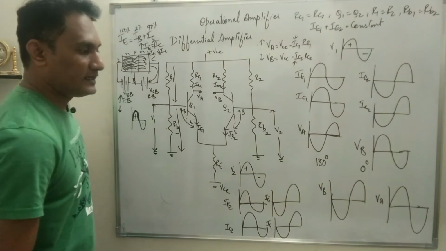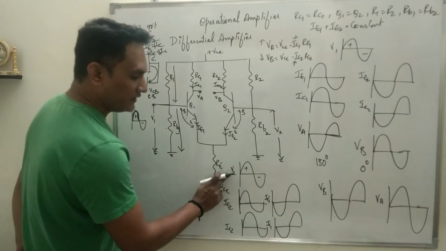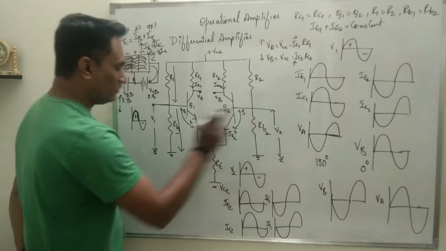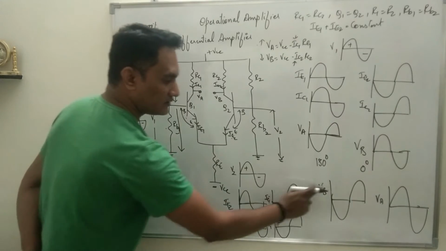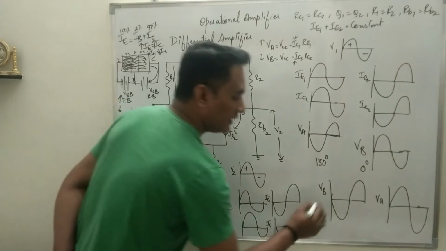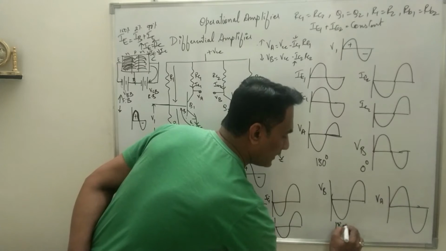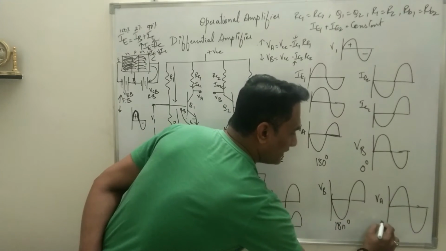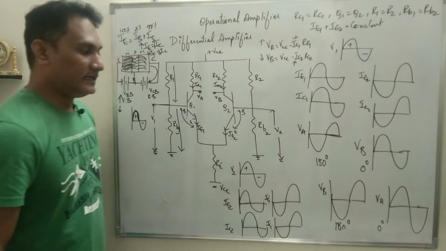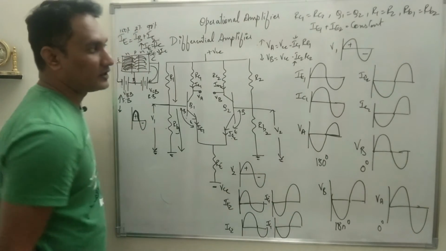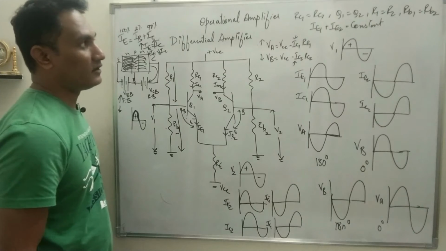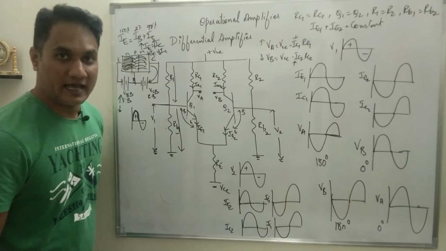So what you can see is that when input is applied to V2 and V1 is grounded, you get two outputs, but now at VB you get 180 degree phase shift and at VA you get 0 degree phase shift. Okay, so this is the working part of your differential amplifier.